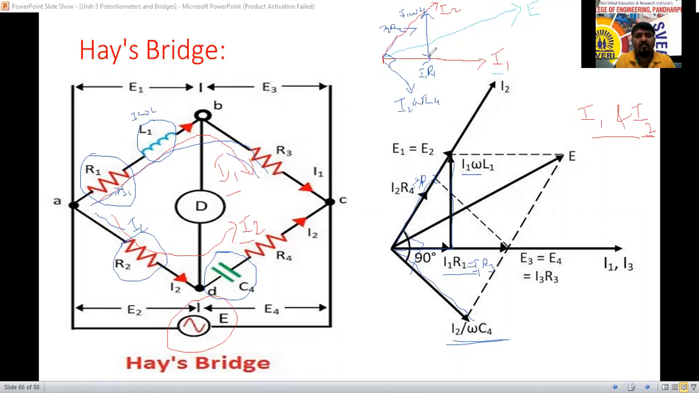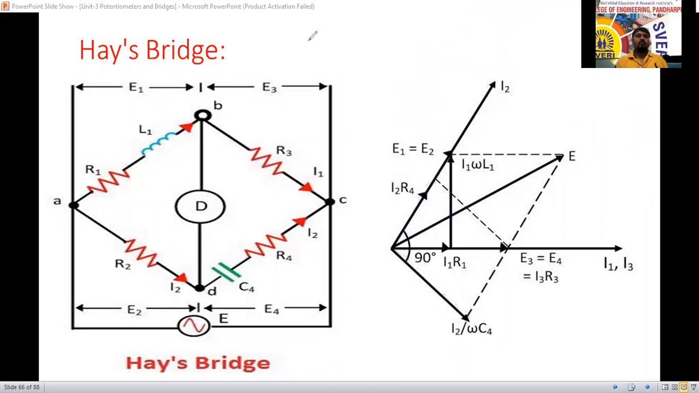So now we have formed the same equation. You join this together by a dotted line. So it is the same diagram we have reflected here. This is the phasor diagram formation. We have to form the phasor diagram for the Hay's bridge here. So this phasor diagram is over.